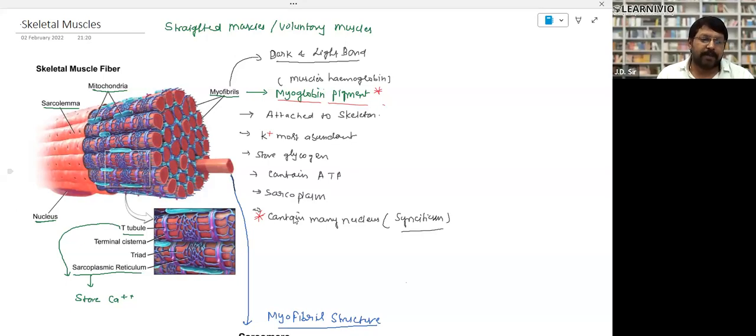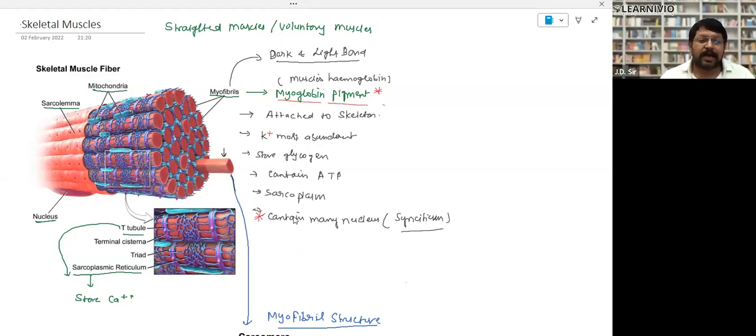Now come to the myofibrils, right? These are small fibers. As you can see, this is a single fiber. They are called myofibrils, and they are made up of dark and light bands, right? They have myoglobin. What is the function of myoglobin? Even this question has been asked, that's why I have marked it with a star. They are muscular hemoglobin. They function as a carrier of oxygen. Functionally they are hemoglobin, but here they are found in the muscle. That's why we call them myoglobin, right?